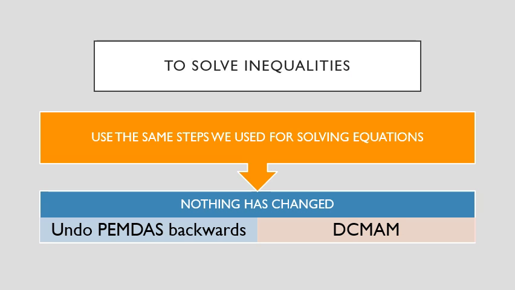Now, when you're solving inequalities, you have to use the exact same steps we used before when we were solving equations. In other words, we use PEMDAS backwards, so we have to undo all those steps backwards. So if you have parentheses, that comes last. Adding or subtraction comes first. Or you can remember "Don't Call Me After Midnight," which stands for distribution, combining like terms, moving the variable, adding or subtracting, multiplying or dividing. So the steps are exactly the same, nothing changes there.